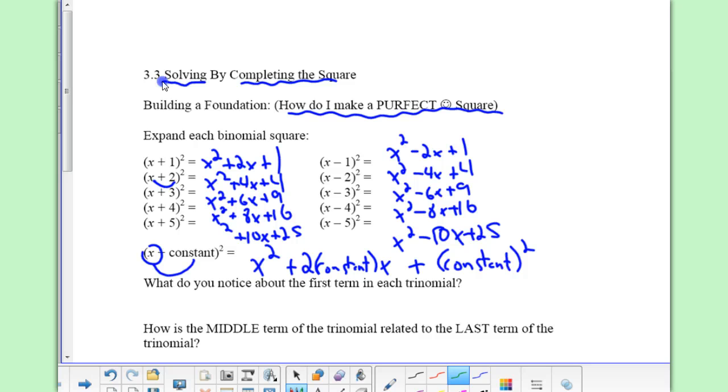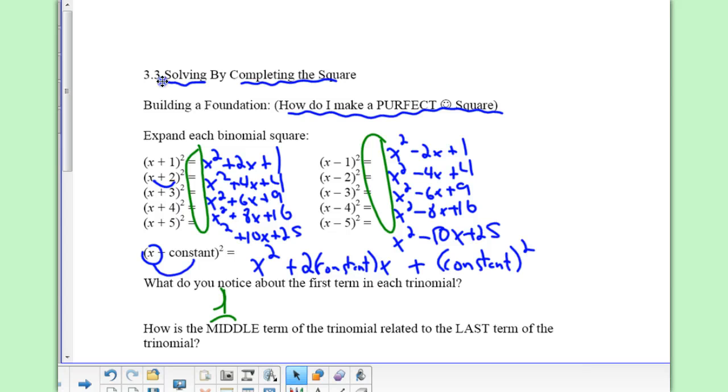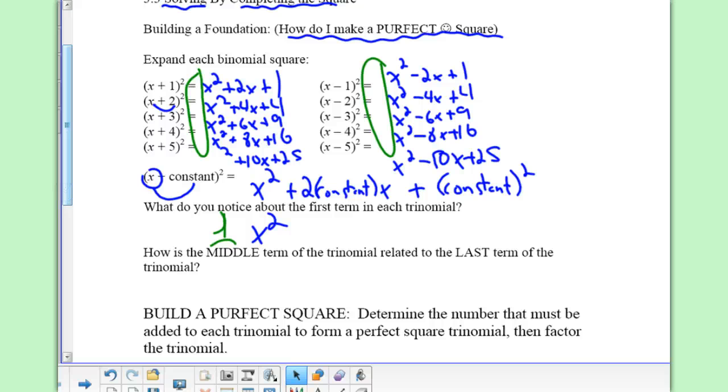Now it's important to notice that the first term of every one of these trinomials is very simple, and that's important because that's how we're going to build these perfect squares. Every one of these has a 1x squared. The other thing that I need you to look at is the pattern of the middle term. I'm going to underline that in red.